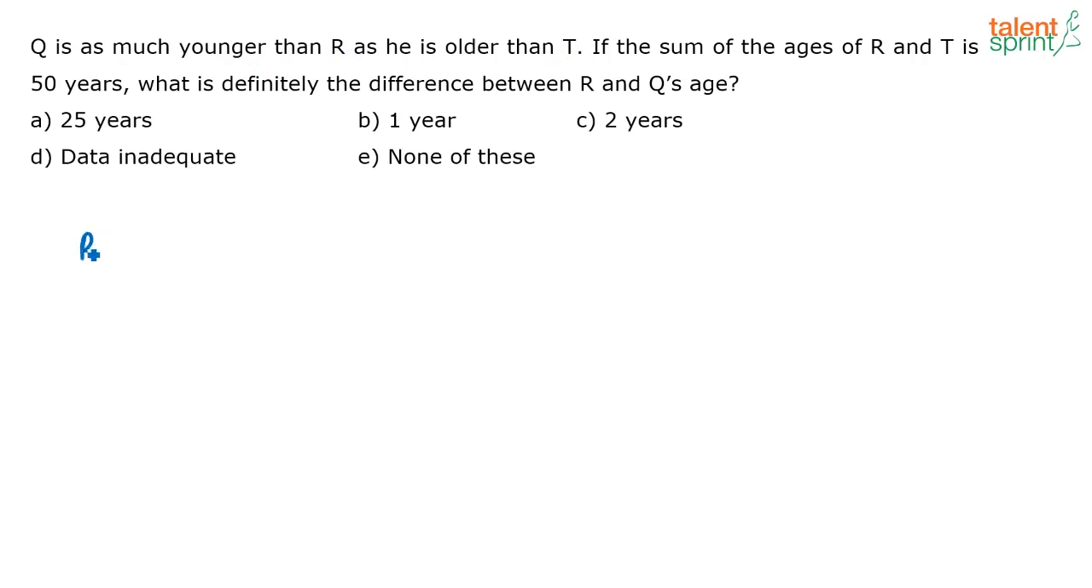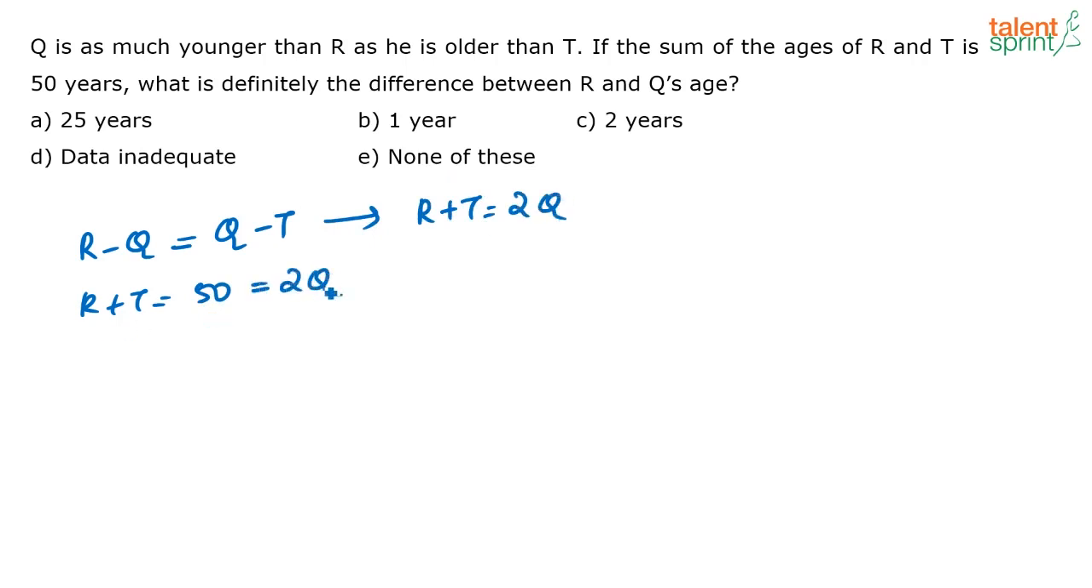Okay, so R minus Q, correct? Q is younger than R by some number of years, and the same number of years Q is older than T, or R minus Q is equal to Q minus T. That's what they are trying to say. And it is given that sum of ages of R and T is 50 years. So using the first statement, I can say R plus T is equal to 2Q, and here I know R plus T is equal to 50, or I can say 2Q is equal to 50 or Q is equal to 25.